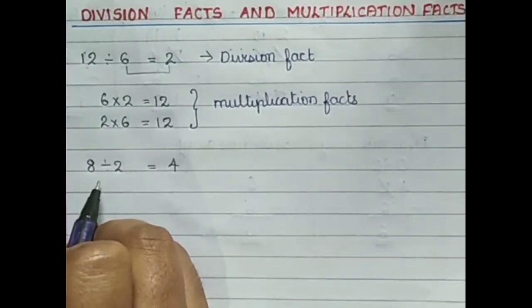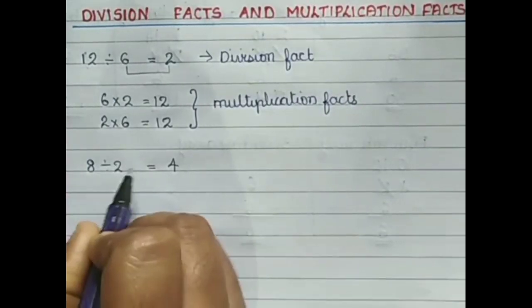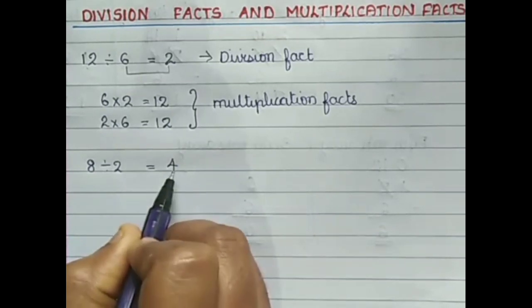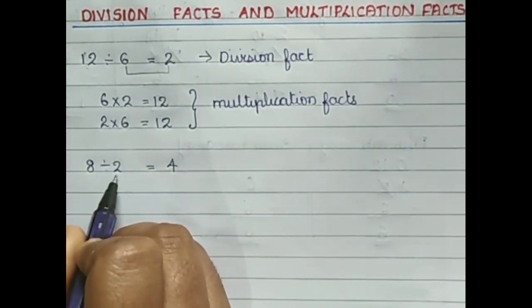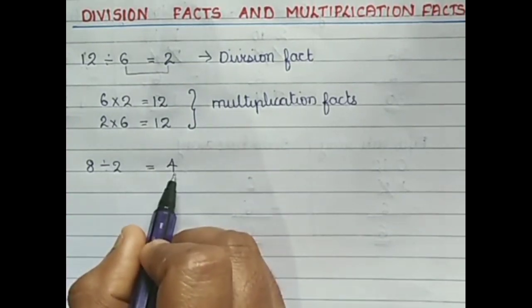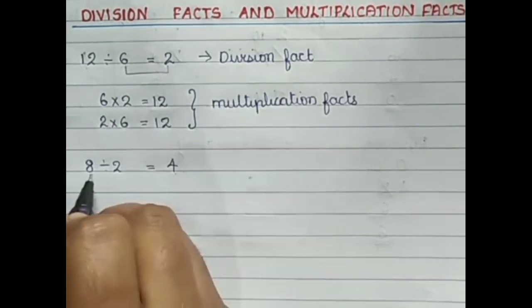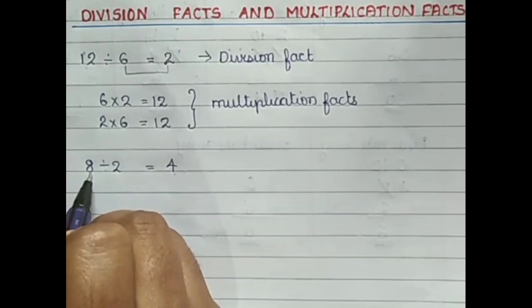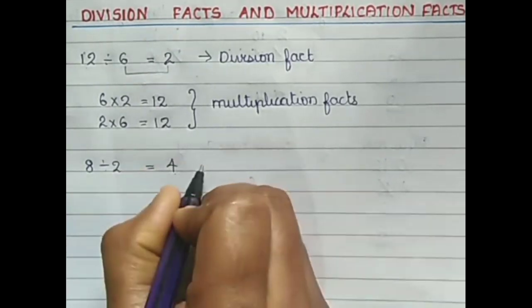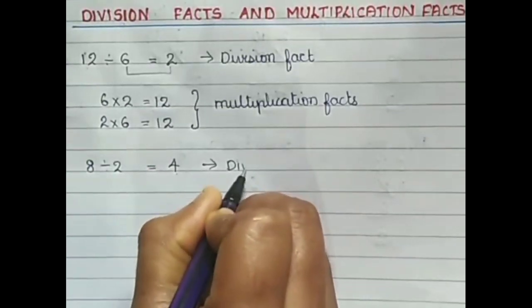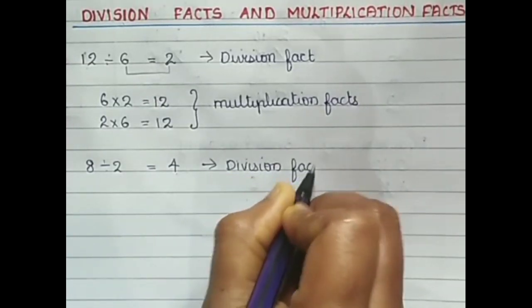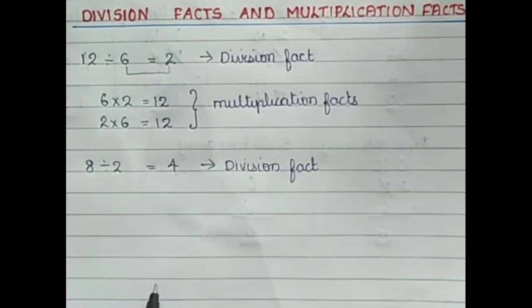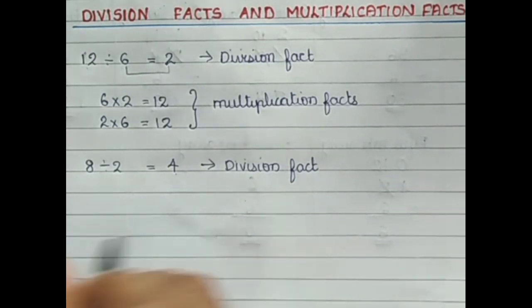Here is our second example. 8 divided by 2 equal to 4. We have already divided the number 8 by 2 using the number line and we got the answer 4. And this is called a division fact. That is, 8 divided by 2 equal to 4 is called a division fact. And next we can find the two multiplication facts.